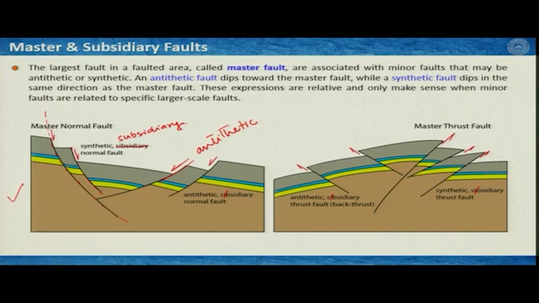In the thrust fault, it can happen in a very similar way. So, this is the master fault you can consider, and then we have a similar dip direction for these synthetic thrust faults, but on the other side we have antithetic faults where the dip direction is opposite to that of the master fault, and these are sometimes known as back thrusts. So, these are very, very important in a fault system, that you have to identify what is the master fault and what are subsidiary faults and whether they are synthetic or antithetic.